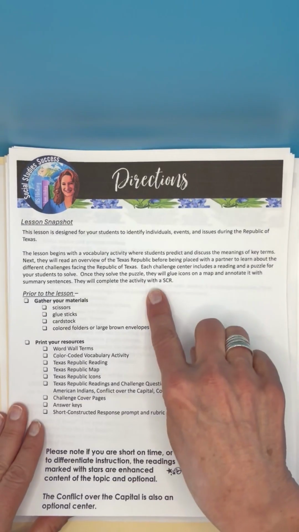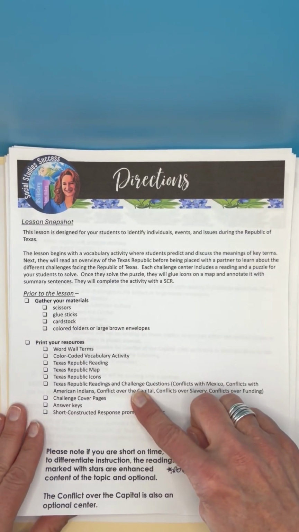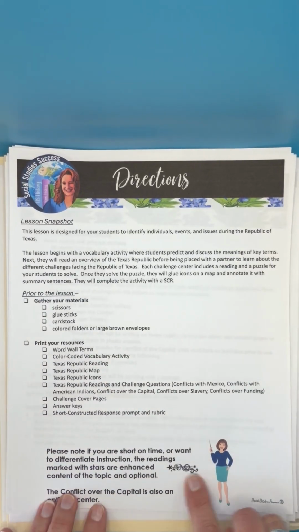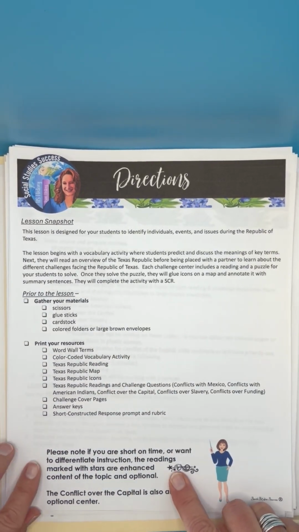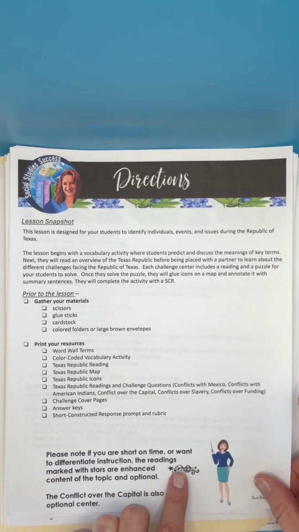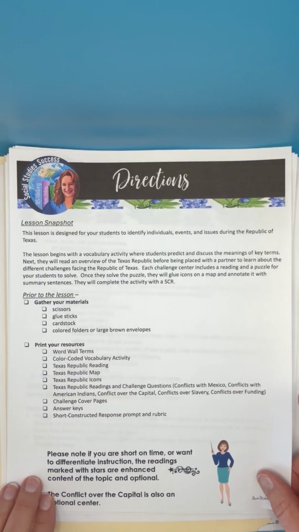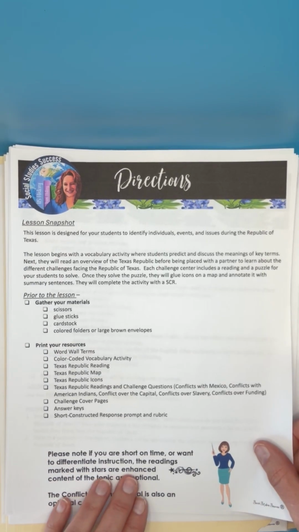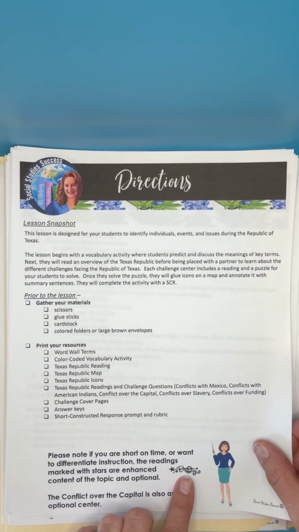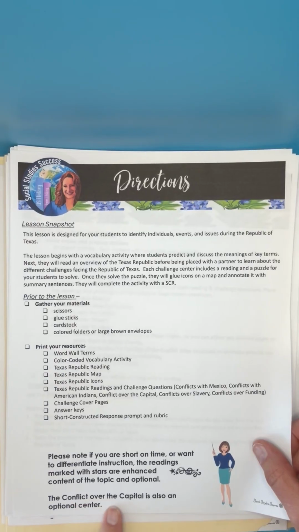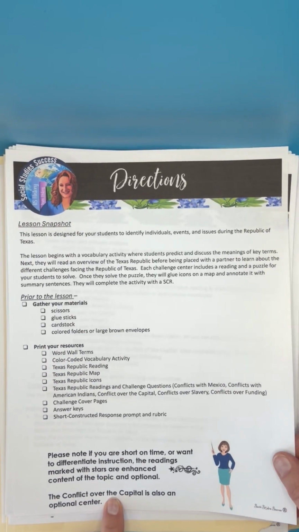So the lesson starts off with a snapshot and some of the items that you're going to need to gather ahead of time. You'll print these, and then it has this nice handy note right here that says if you're short on time or want to differentiate, you have some readings that are marked with stars. This is wonderful because you can differentiate not just for your struggling students, but for some of your more advanced students and have them read more in depth. You also can shorten this lesson by taking out one of the centers, the conflict over the Capitol.